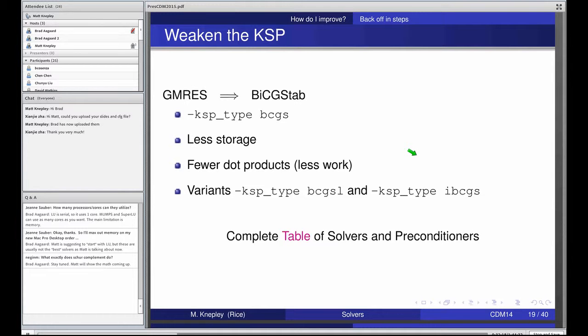It does a lot of inner products, and it uses a lot of storage. So what you might think about using is something like BiCG stab, which is biconjugate gradient stabilized. That does not have as consistent a convergence as GMRes, but it has far less storage, and it does fewer dot products. So in parallel, it looks much more attractive. And there are several variants of it. So you could change the Krylov solver type to BiCGS very simply, just by giving one option.